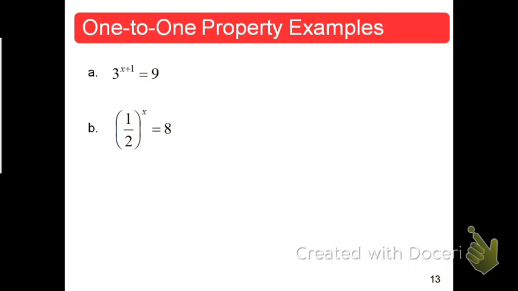So life isn't always so pretty for us. Sometimes our bases are not the same. So we have 3 to the x plus 1 is equal to 9, which is an exponential equation. So what do we want to do with the one-to-one property? Our base, the 3, must be the same as this base here, 9. So we have 3 to the x plus 1. And how can I get this 9 to have a base of 3? We can rewrite 9 as 3 squared.